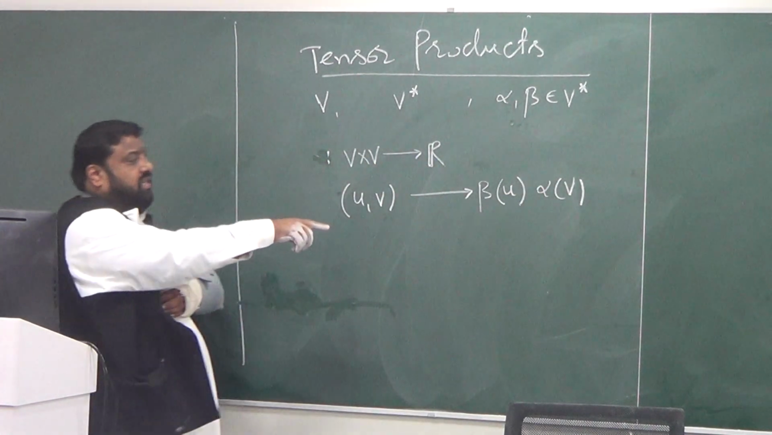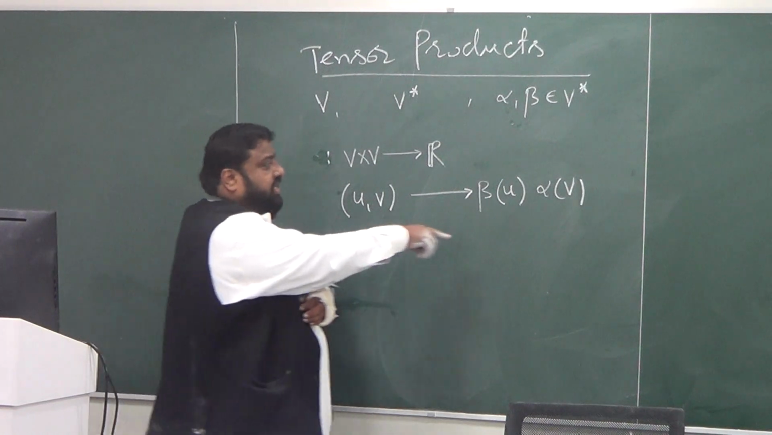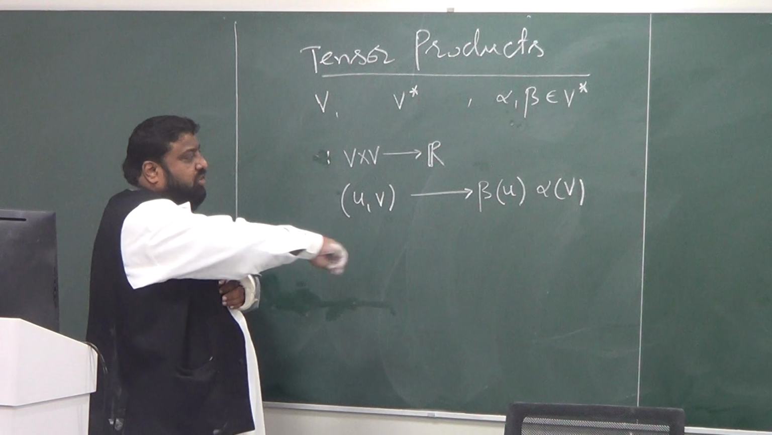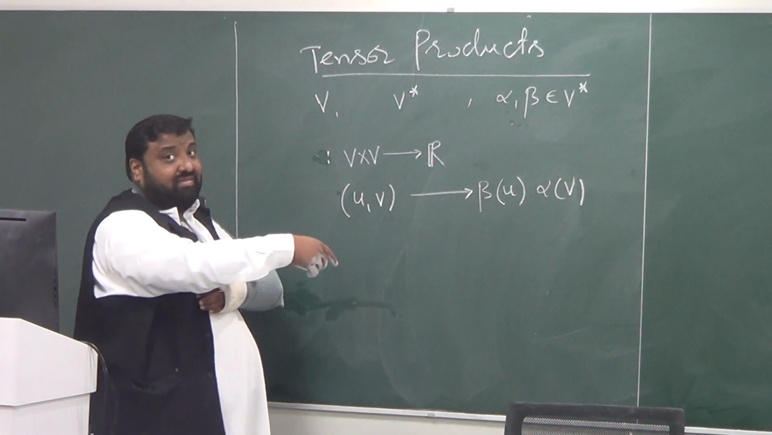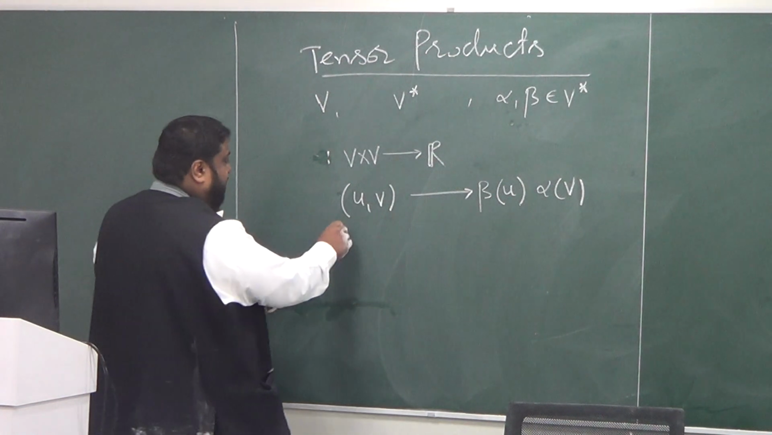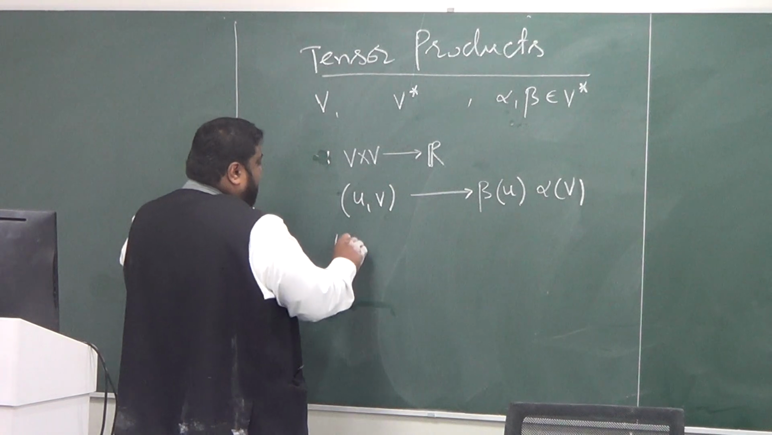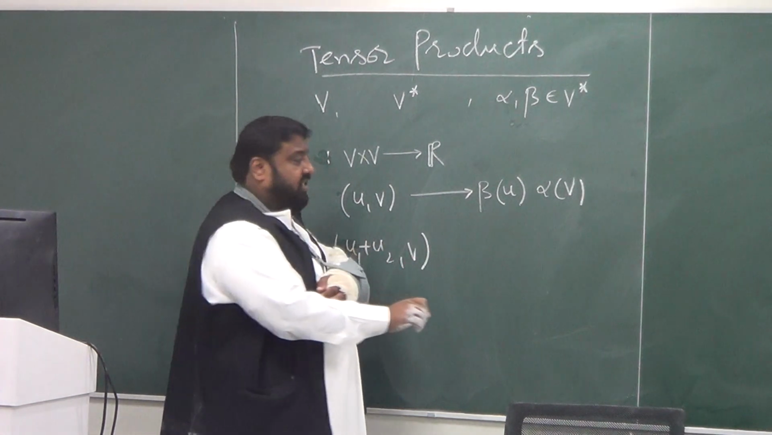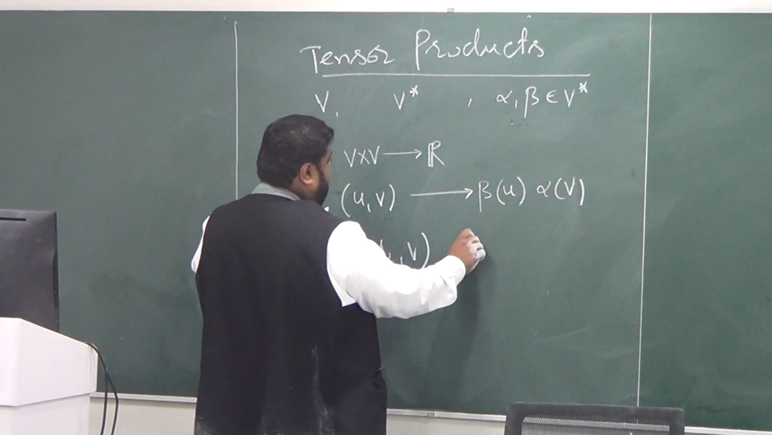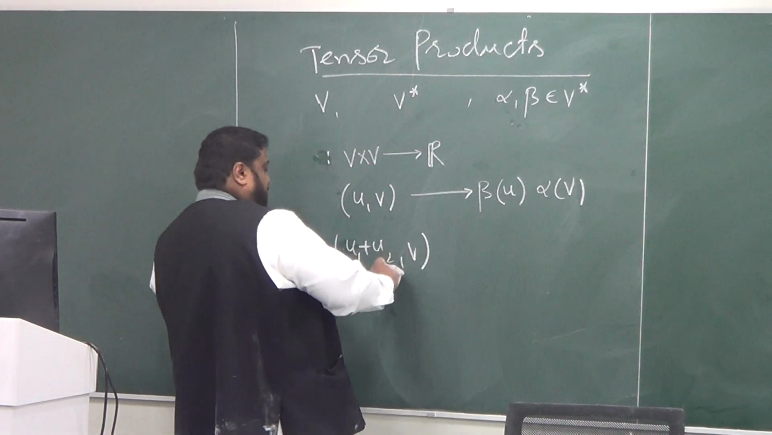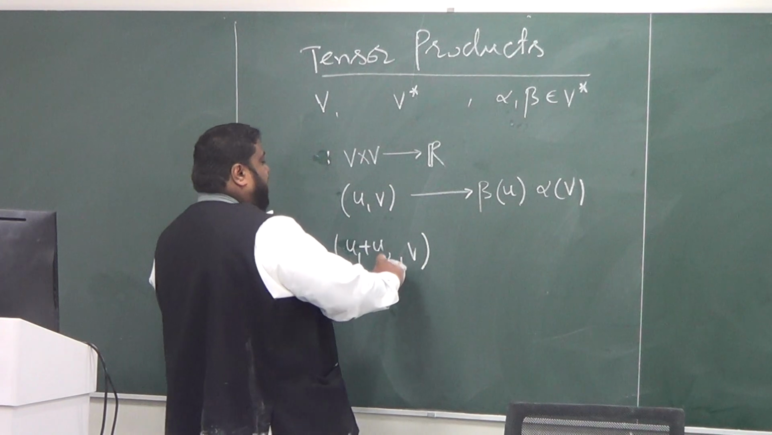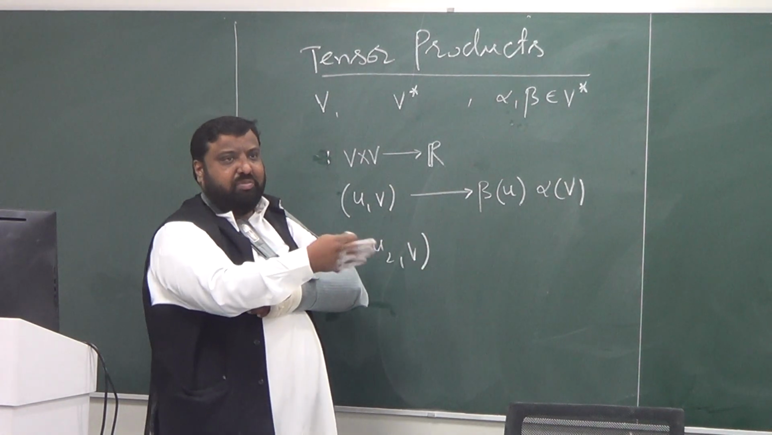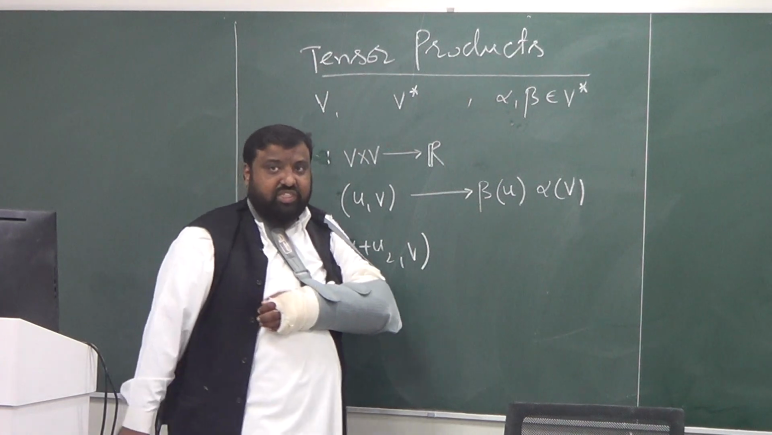Now, if you have such a map, you can see that this map is going to be multilinear as well. Would that be multilinear? Think about it. If I have u1 plus u2 and v, it's going to be beta of u1 plus u2 times alpha of v, but since beta is linear, you have all these properties. You can check all these properties.